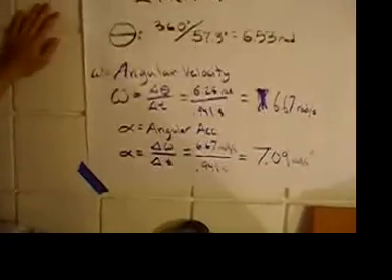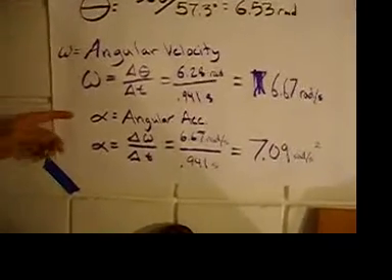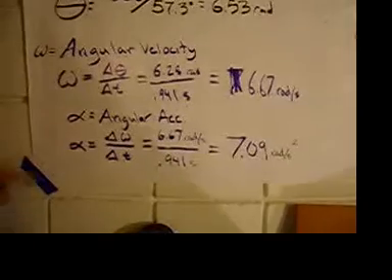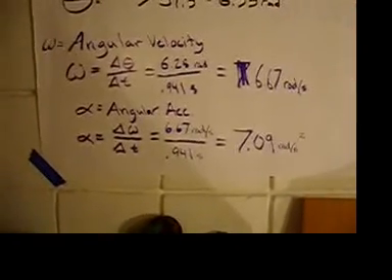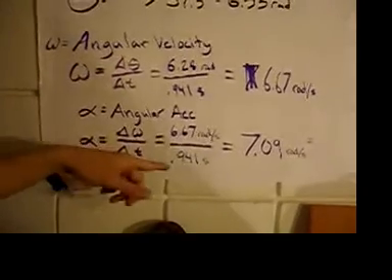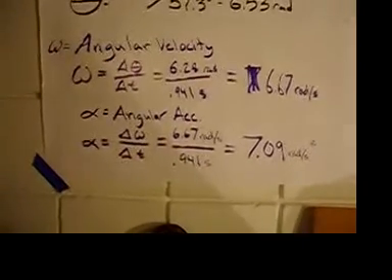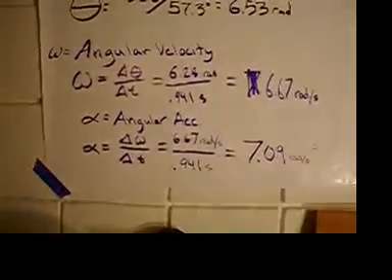And the next thing we wanted to find was the angular acceleration. So we used the equation alpha equals the change in omega over the change in time, and plug in that information, and that turns out to be 7.09 radians per second squared.